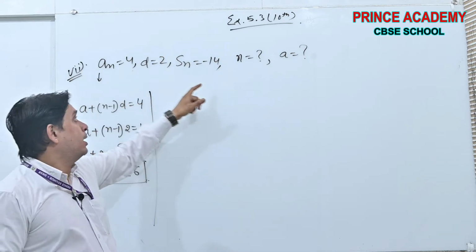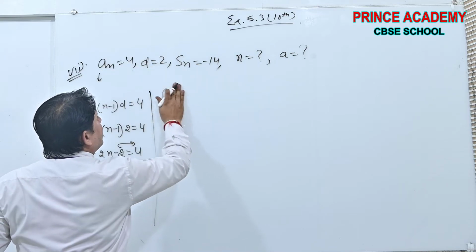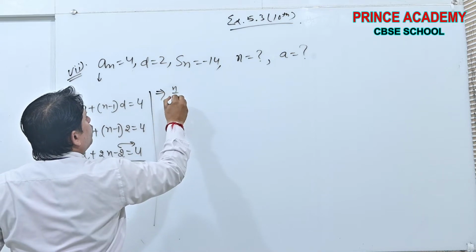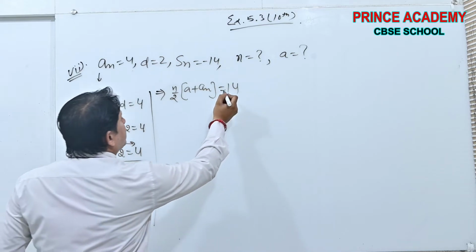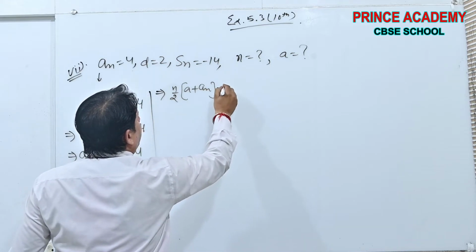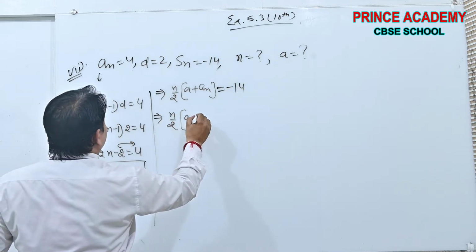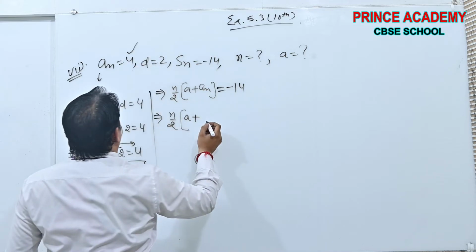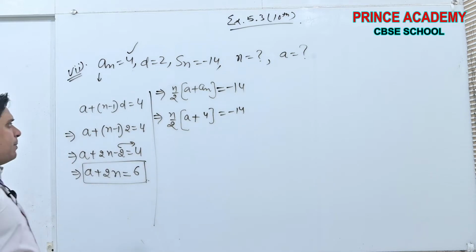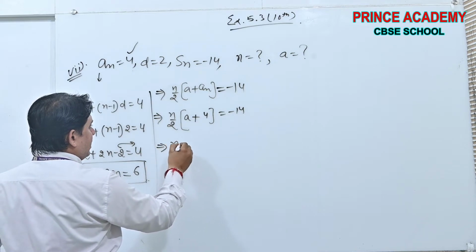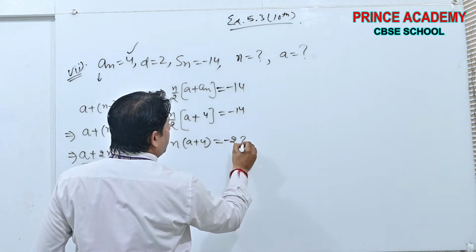Sn, try it here, beta, you can get Sn as n by 2 into A plus An, yes or no? Sorry, minus 14 is there, put a minus sign here. Okay, don't worry. Now see, n is unknown, A is unknown, An is known. It is minus 14. Am I right? Done, beta? Now see, n into A plus 4. Shift 2 towards the right, it will be minus 28.